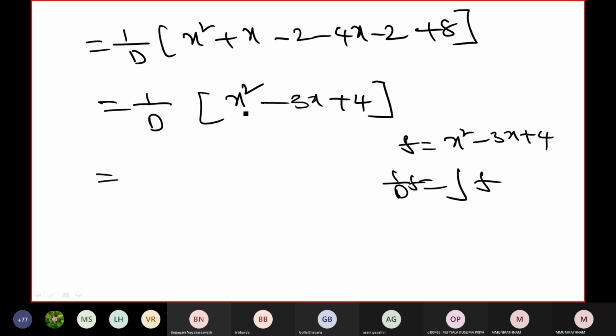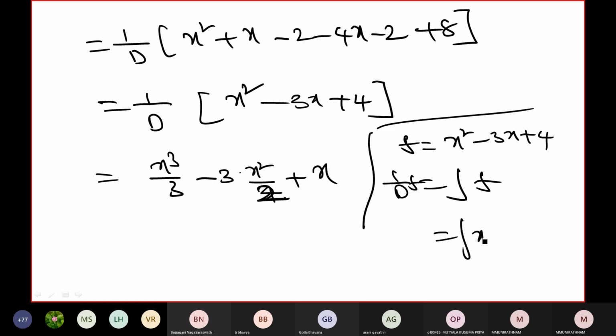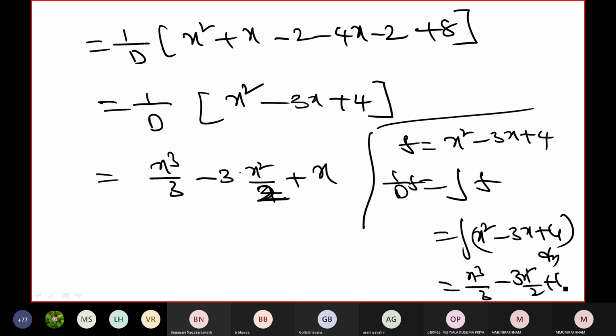Integral of f, you know it, integral x square is x cube by 3. 3 into integral x dx is x square by 2. 4 into integral 1 dx is x. So this is my x cube by 3 minus 3x square by 2 plus 4x. So this is my PI. Okay?